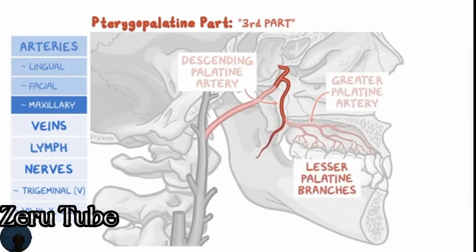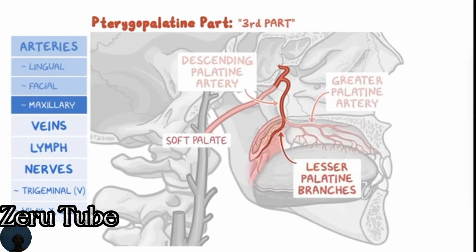The other branch of the descending palatine artery is the lesser palatine branch. This lesser palatine branch gives blood for the soft palate and palatine tonsil.